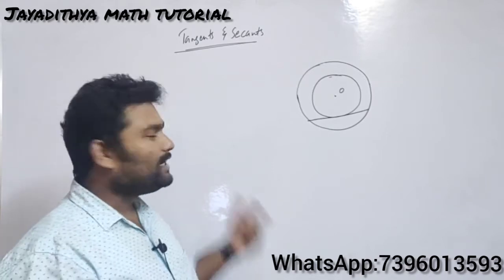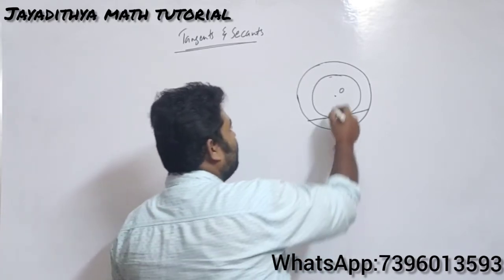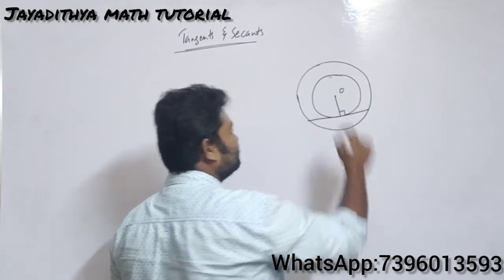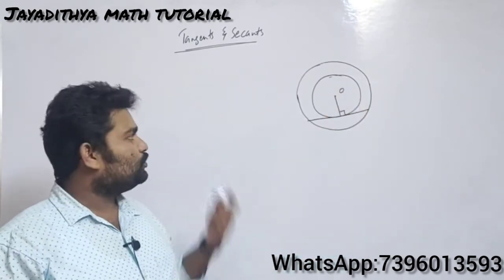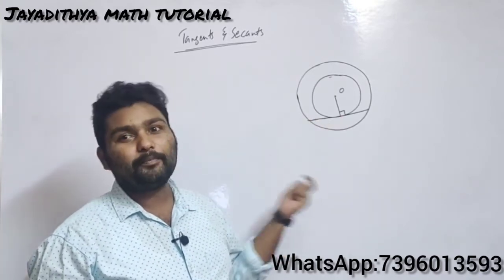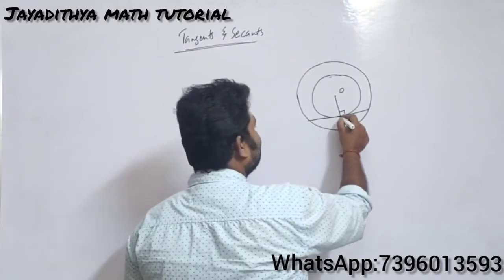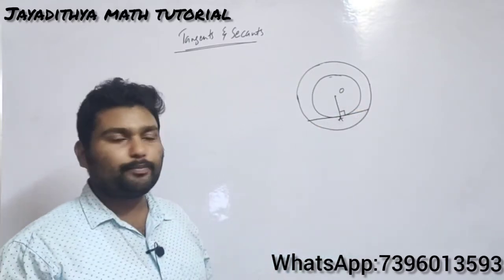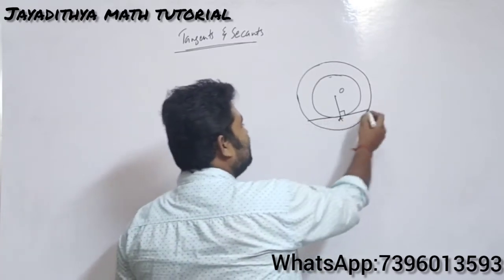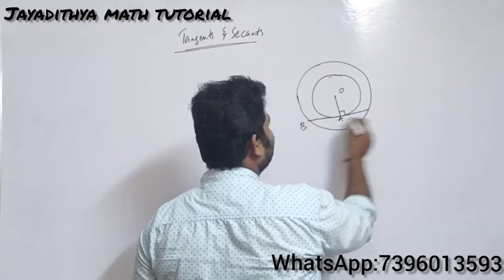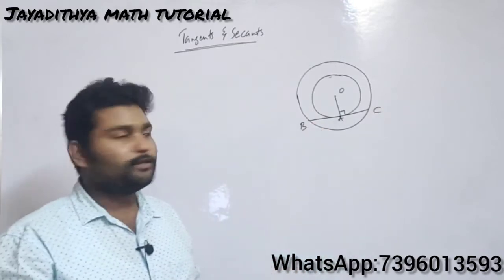So what happens if you draw a perpendicular from the center of the circle to that tangent? That is our question here. What happens when a perpendicular is drawn to a tangent of the smaller circle at the point of contact? What is the point of contact? The point where the tangent touches the circle is known as the point of contact. Let us take the point as A. And you see here the tangent is cutting the bigger circle at two different points. Let us take those two points as B, C.